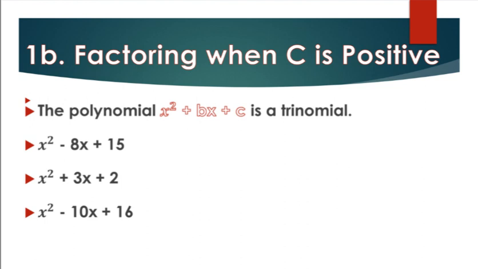Next problem. Here, c is still positive. So I have my two binomials. Start with our x's. Two numbers to multiply to get me 15. So I know that 5 times 3 gives me 15. Since I need to have a positive c, but a negative middle, these both have to be negative, because negative 5 times negative 3 is positive 15. Negative 5 plus a negative 3 gives me a negative 8. So that would be my answer.